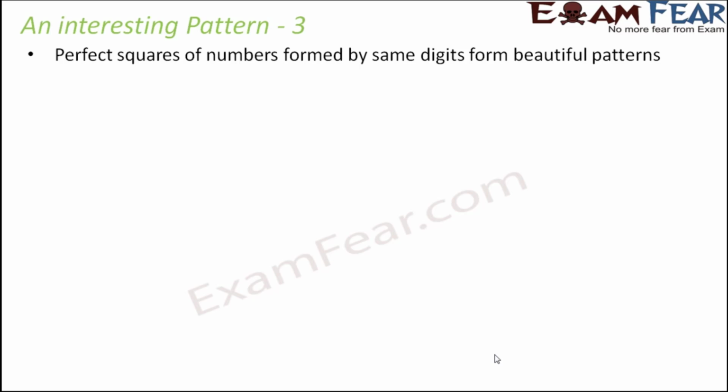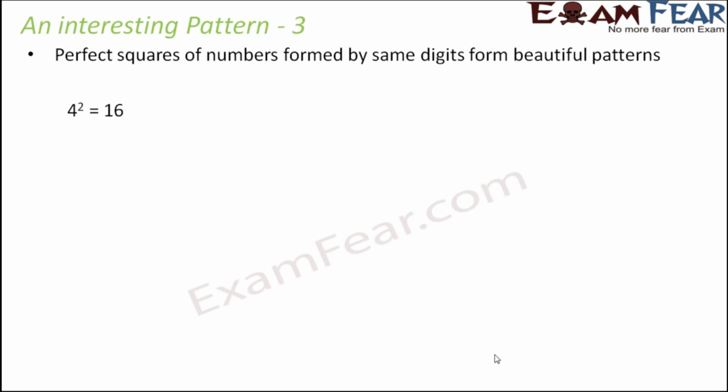You would have seen that perfect squares of numbers formed by the same digits form beautiful patterns. Now, these patterns which we are going to talk about are not formed for all numbers. They are formed only for some specific numbers where the same digit gets repeated over and over again. So let us look at some examples.